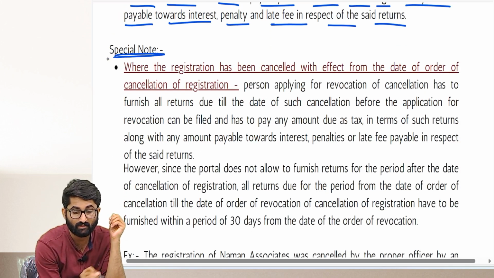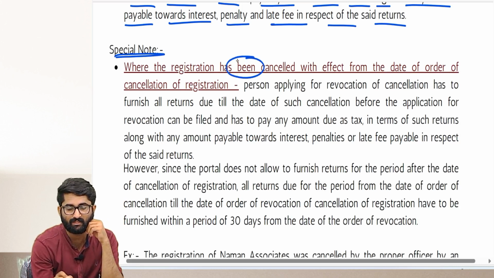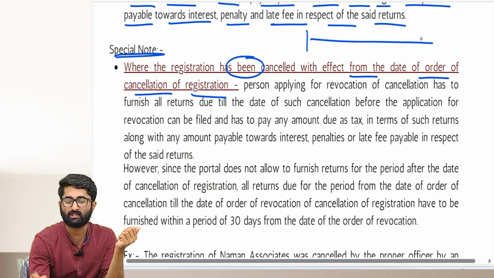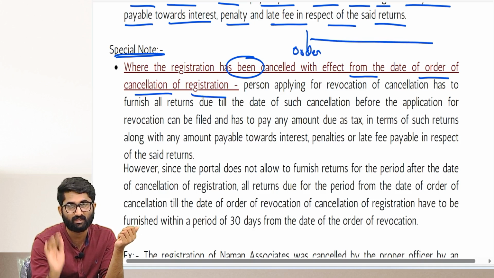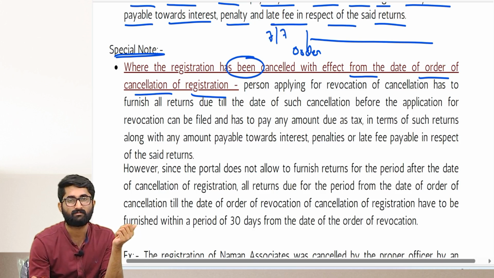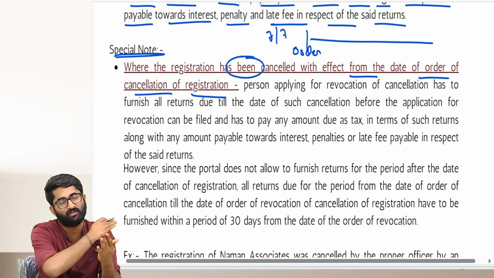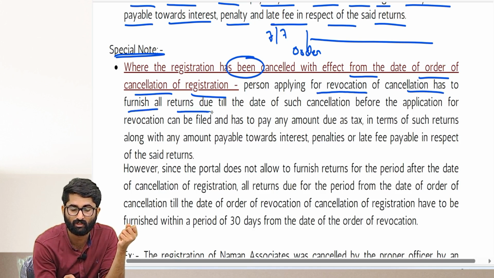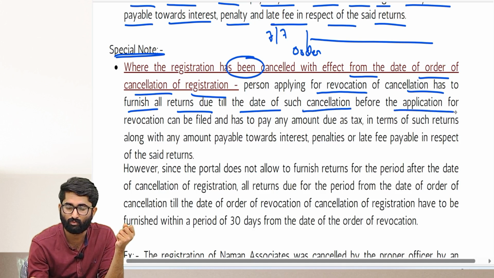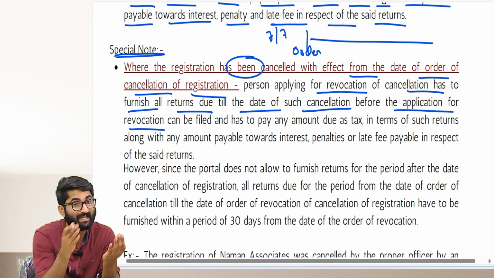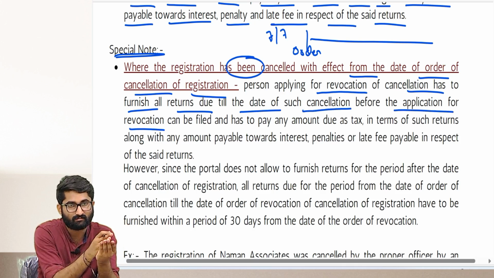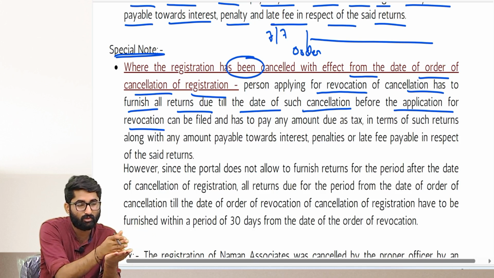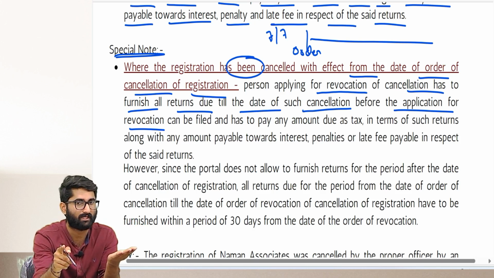With that, there are some special notes. What is the special note? Where the registration has been cancelled with effect from the date of the order of cancellation, sometimes they will give you the cancellation order, say on 7th of July, and from that date your registration has been cancelled. The person applying for revocation has to furnish all returns due till the date of such cancellation before applying. First file the return till the date of the order of cancellation, any return that you have not filed.